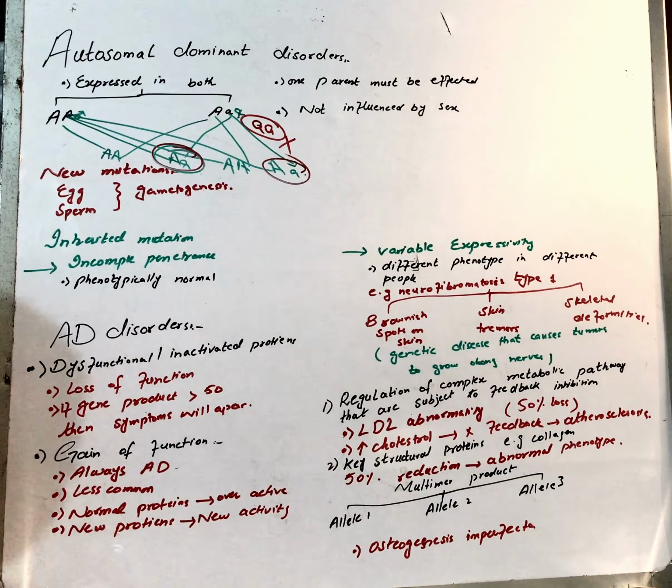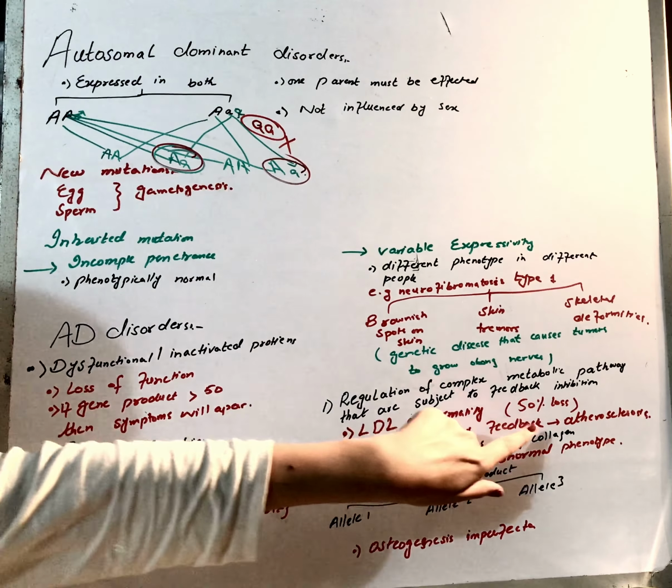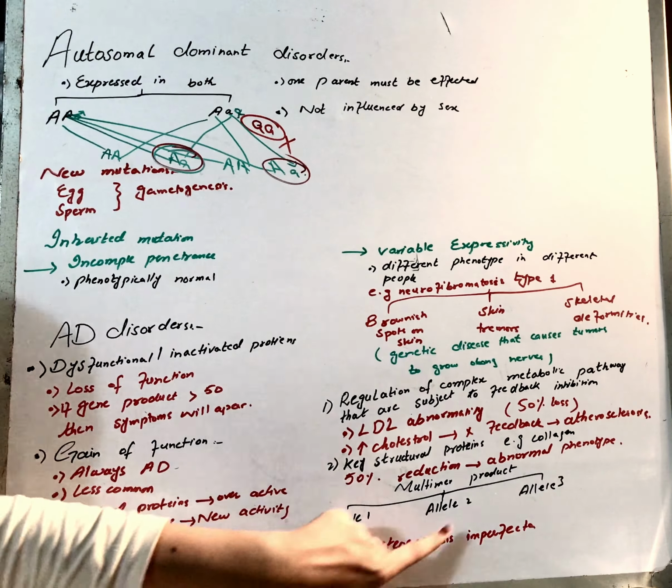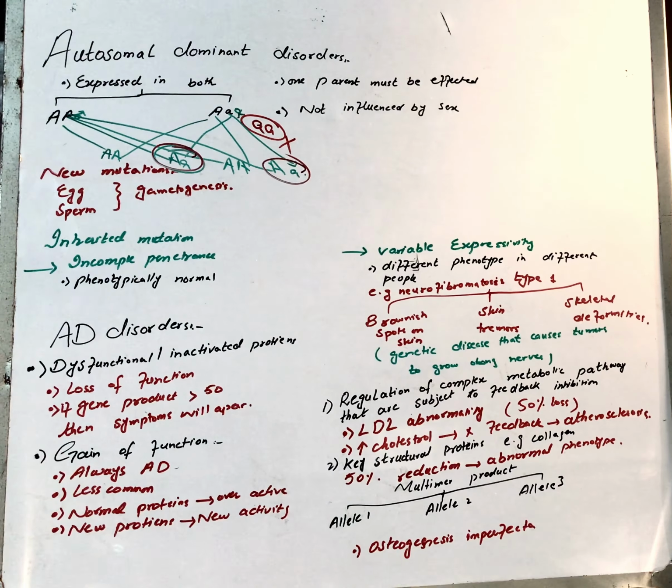The second thing is key structural proteins, like collagen. In collagen formation, there are multiple alleles that express that multimeric collagen product. So there is allele 1, allele 2, and allele 3. If allele 1 is normal, allele 2 is normal, allele 3 is normal, there will be normal collagen. Collagen is basically a trimer consisting of 3 chains. All the chains will be normal, and there will be proper assembly and stability of these chains.